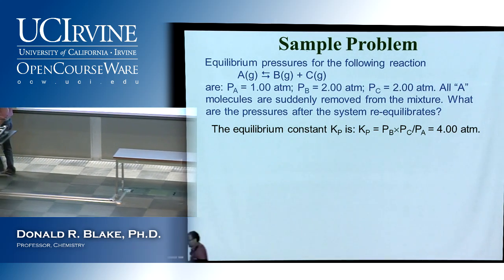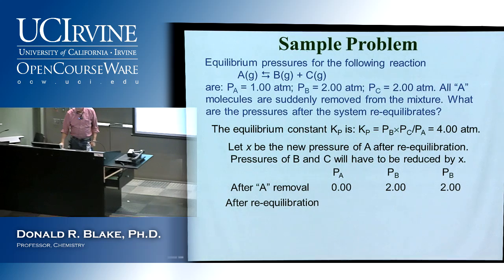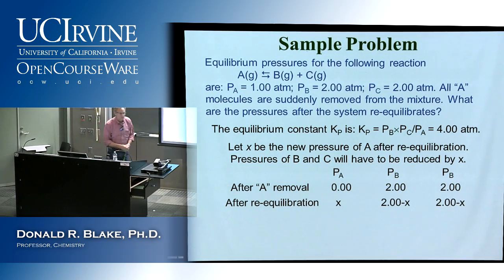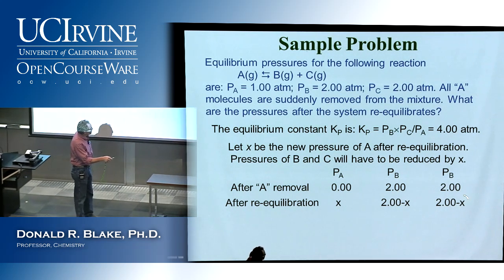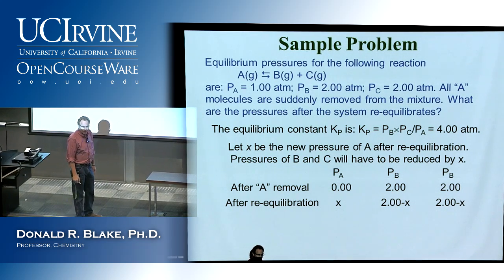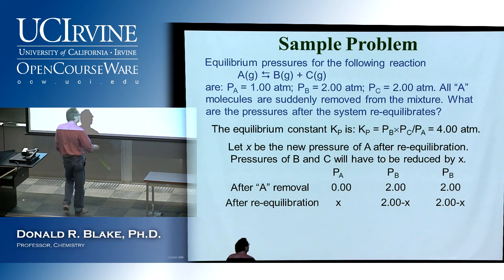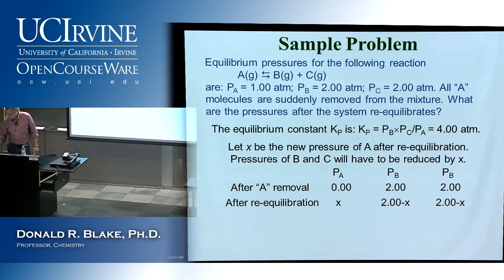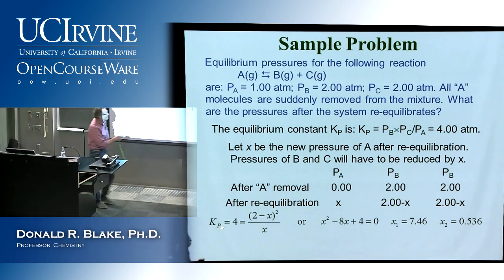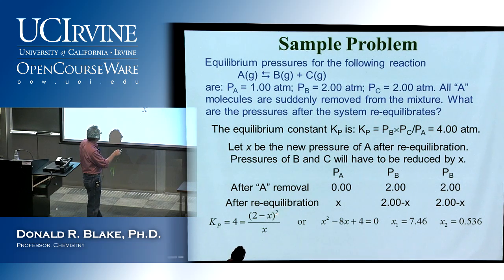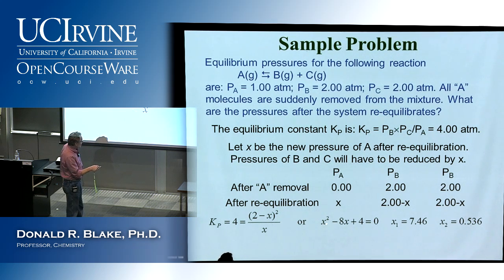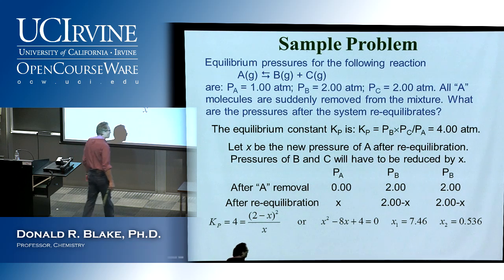So you set it up like that. You started with 2, you're going to lose x. Started with 2, you're going to lose x, and you're going to make x. So those are the pressures after re-equilibration. Now you just go ahead and plug that in. K sub P is equal to, so it's going to be 2 minus x, squared, over x. Each of these is a 2 minus x, so it's this times this, which is just squared over that. So x squared is going to equal this right there.